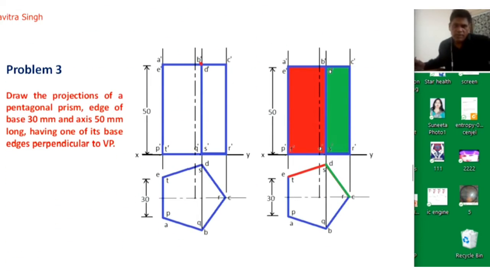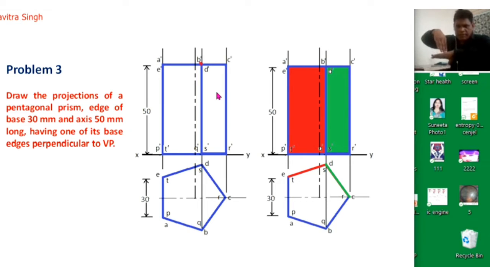So you can see, draw the projections of a pentagonal prism of base 30 mm and axis 50 mm long, having one of its base as perpendicular to the vertical plane. So now we need to draw its projections. So actually this is a pentagonal prism. So as per the given condition, it is resting on the horizontal plane.